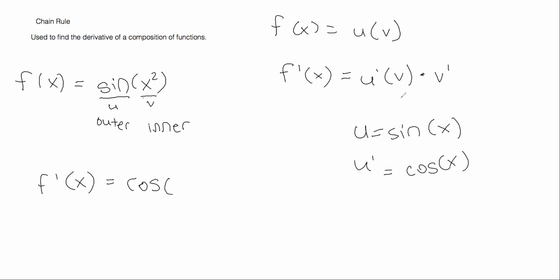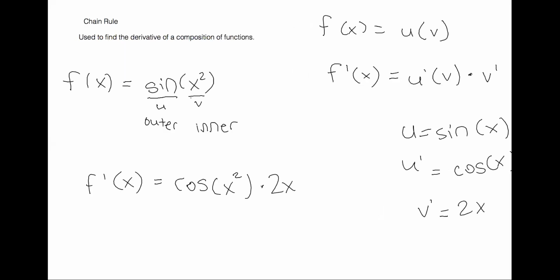The definition says we want to make it the derivative of the outer function and then leave the inner one alone. So we're not going to do anything with the x squared. We're going to just leave that alone. And then we want to multiply it by the derivative of v. So if v is x squared, v prime is going to be just 2x. And that's it. The derivative of the sine of x squared is going to be cosine of x squared times 2x. And that's how we use the chain rule to find the derivative of a composition of functions.